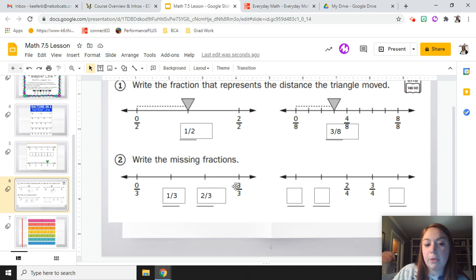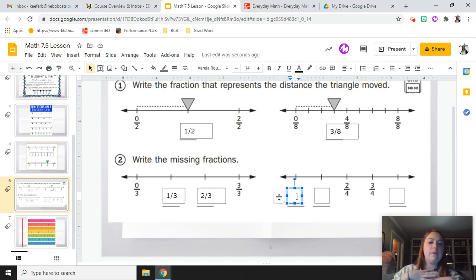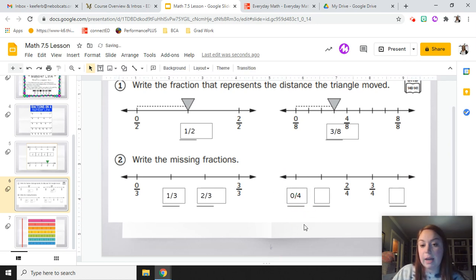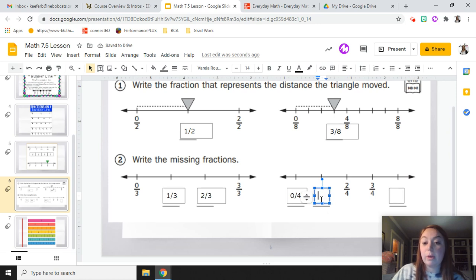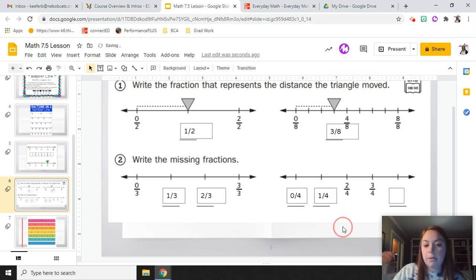So now we're going from thirds to a little bit of a smaller space for fourths. So what would be our one all the way at the beginning if nothing is filled in? Look at your other examples here. It would be 0/4 because nothing is filled in yet. But then if we jump to the next one and only one is filled in, we would be at 1/4.